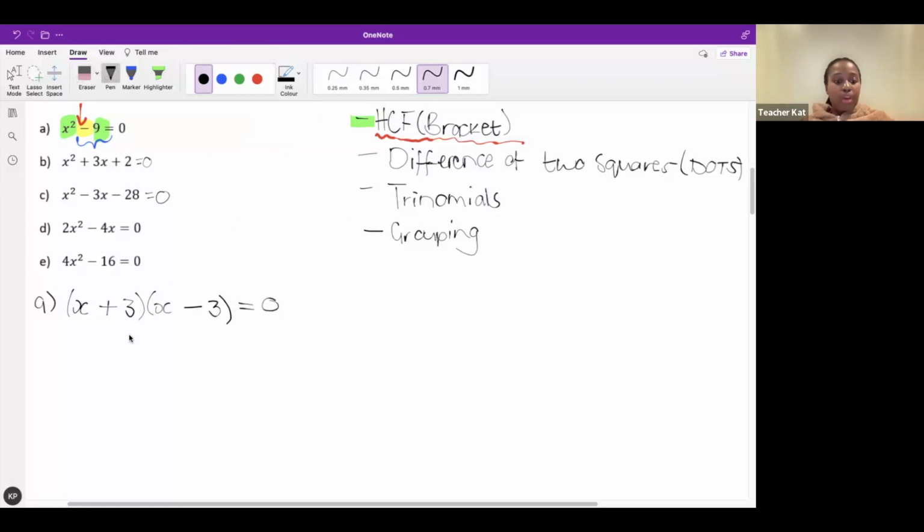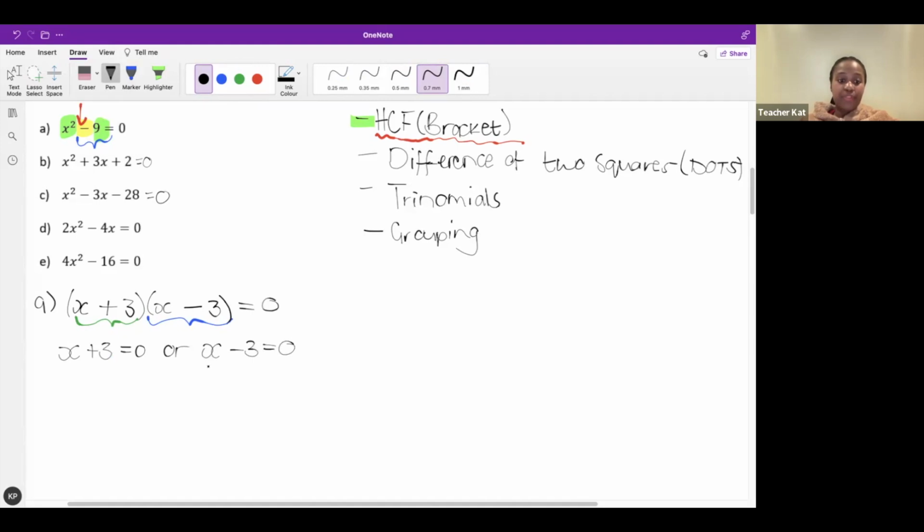Okay, now we have our two factors and they're equal to 0. The product is equal to 0. Now, what do we do with these two brackets? Remember, for this statement to be true, x plus 3 times x minus 3 is equal to 0. For that to be true, it's either x plus 3 is equal to 0 or x minus 3 is equal to 0. So we say exactly that. We say for this statement to be true, either my first factor, which is x plus 3, is 0, or my second one, which is x minus 3, is 0.